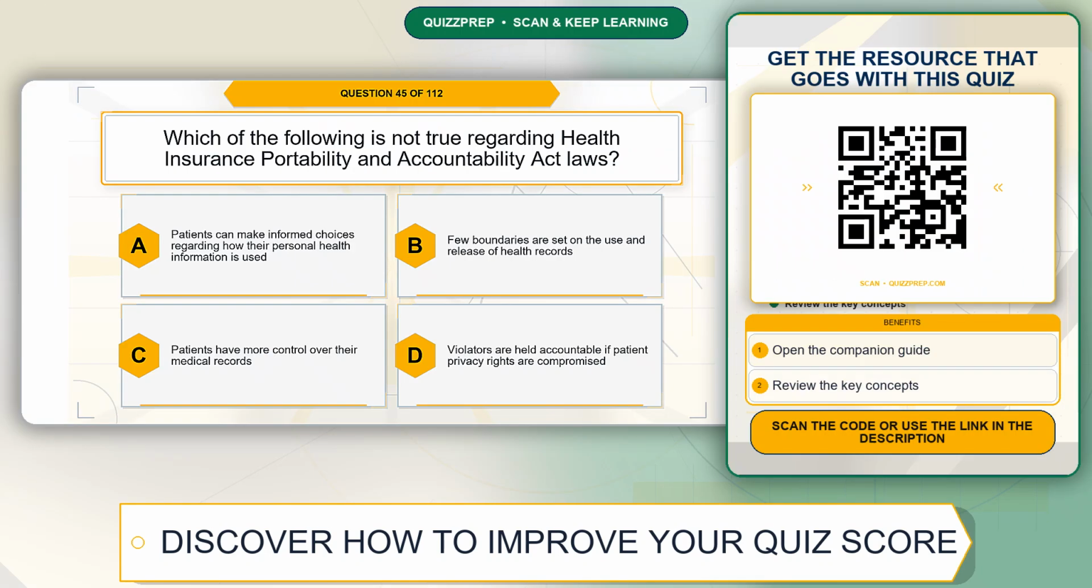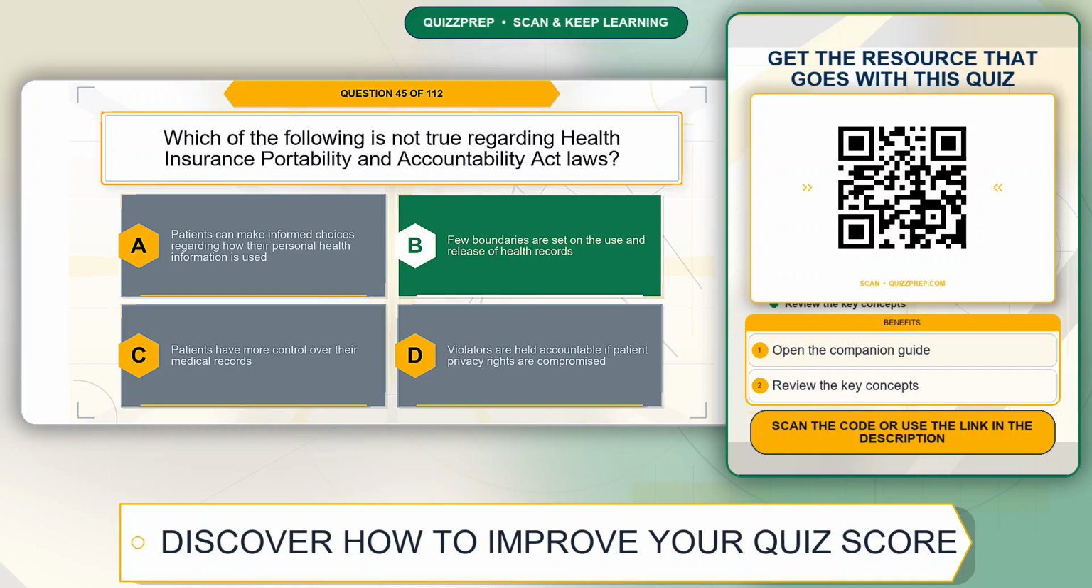Question 45. Which of the following is not true regarding Health Insurance Portability and Accountability Act laws? Option A. Patients can make informed choices regarding how their personal health information is used. Option B. Few boundaries are set on the use and release of health records. Option C. Patients have more control over their medical records. Option D. Violators are held accountable if patient privacy rights are compromised.